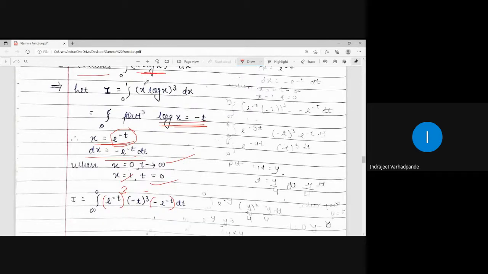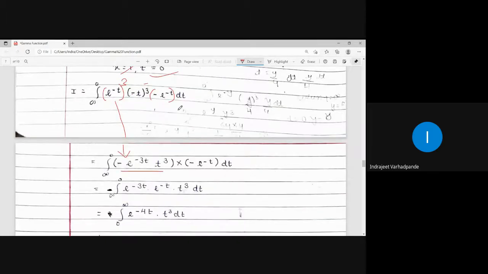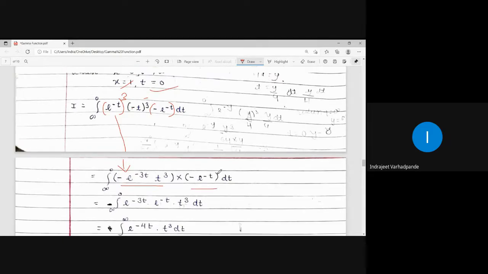This becomes e to the power minus t whole cube, multiplied by minus t whole cube, and minus e to the power minus t dt. So accordingly, this is a whole cube, this is also a whole cube, right? Because x is e to the power minus t, log x is minus t. So e to the power minus t whole cube is giving you e to the power minus 3t. Minus t whole cube will be giving you minus t cube, and it is minus e to the power minus t dt, right?